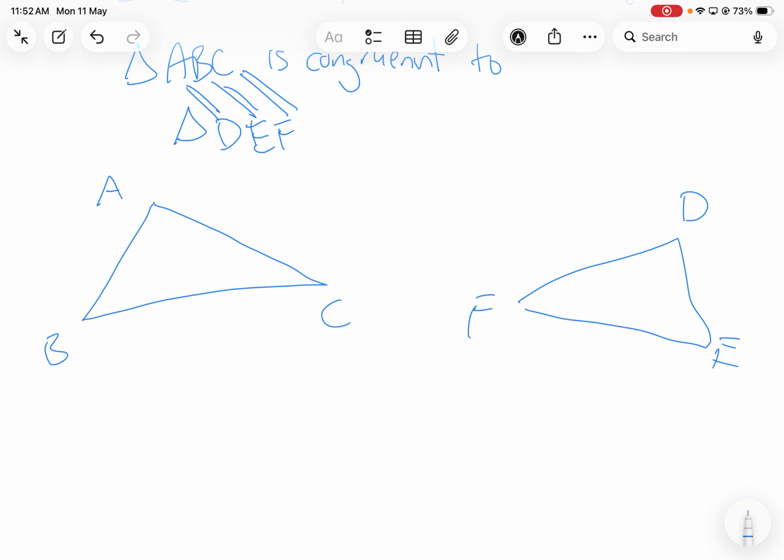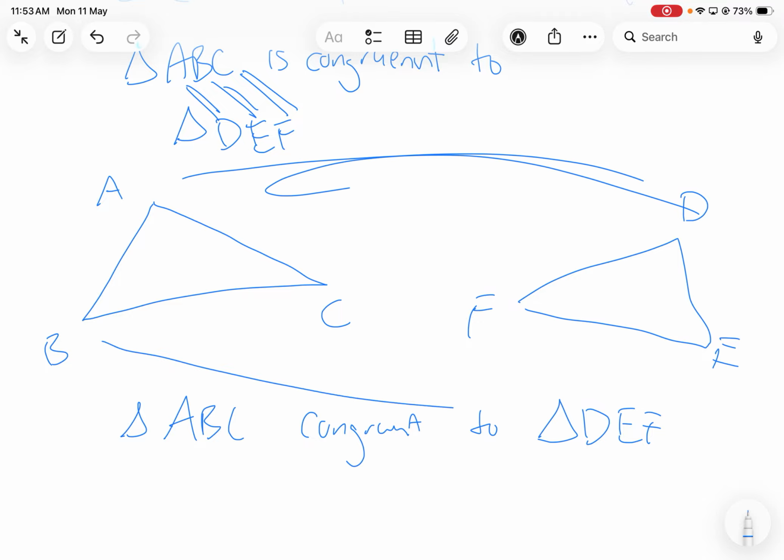Okay? If I tell you ABC congruent to DEF, then you must know that A corresponds to D, B corresponds to E. So these two are the corresponding points, not the other way around, not DFE, DEF. So point A corresponds to point D, point B corresponds to point E, point C corresponds to point F.